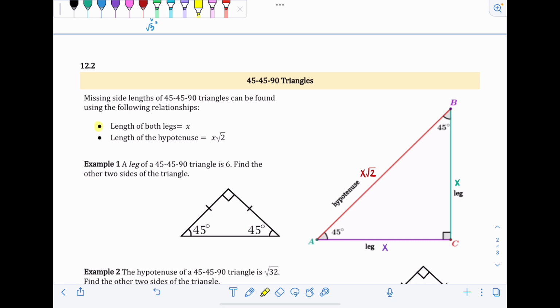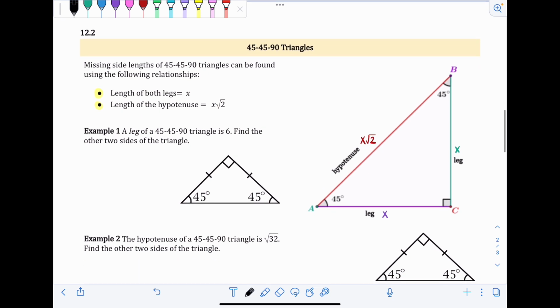So the first one is going to be the length of both legs is x, and the length of the hypotenuse is x times root 2. So if you take the length of the leg and you multiply it by the square root of 2, it would give you the hypotenuse. Right here, one leg is x, right here, one leg is x, the hypotenuse is x root 2. Notice they're not labeled as short leg, long leg because they're both the same length. And then the hypotenuse, again, is always across from the right angle.